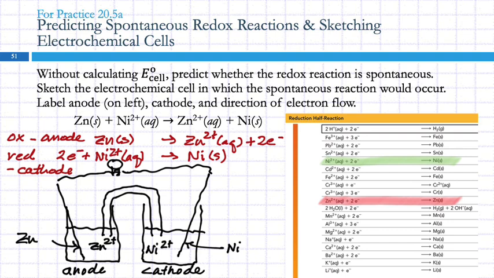So I've labeled the anode and the cathode. What direction are the electrons flowing? They're going to the cathode. So the electrons are going this way. So when you draw this from the right perspective, the electrons are always going from left to right, just the way we read. Anode to cathode, alphabetical order.